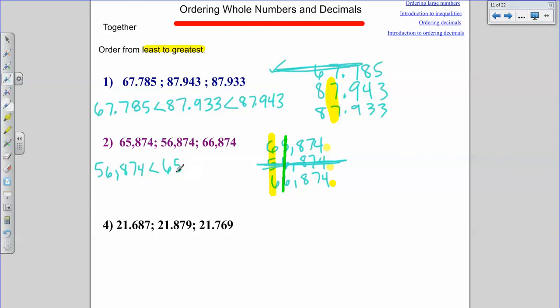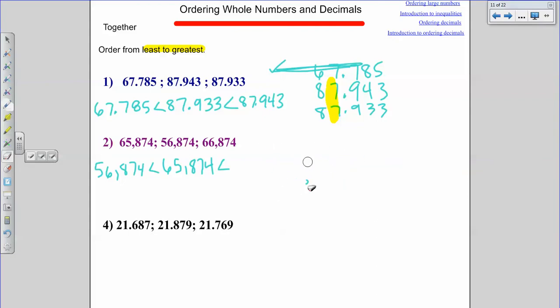So 65,874 is my middle number. And then I ran out of room, so I'm going to have to erase that. My largest number is 66,874.